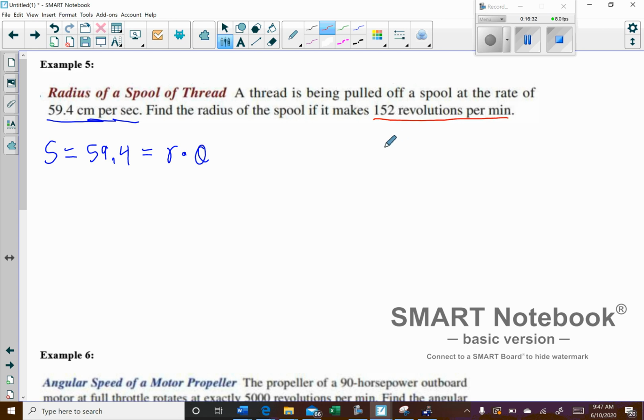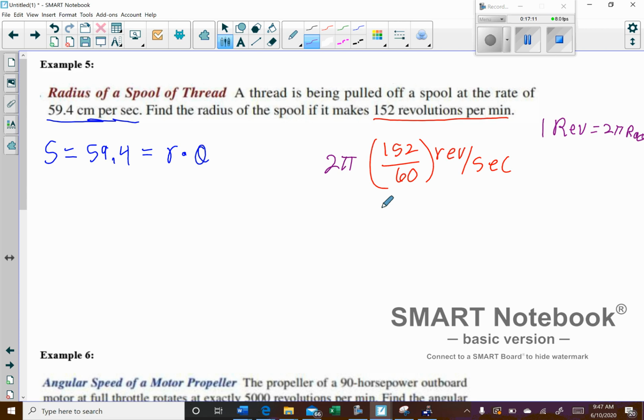So if we divide that by 60, it'd be 152 over 60. That'd be revolutions per second, right? So now I have the revolutions per second. I have the arc length for 1 second. So what I can do here is plug this in for theta, but I have to convert it to radians. Right now it's in revolutions. So 1 revolution is equivalent to 2 pi radians. So what we're going to do here is multiply this by 2 pi.